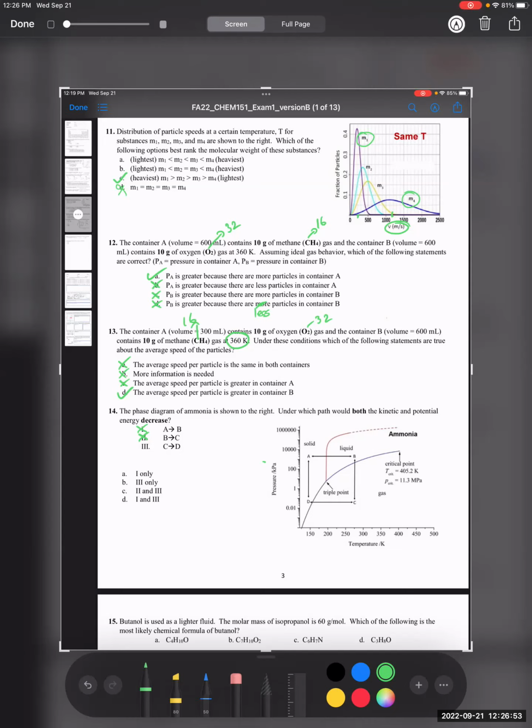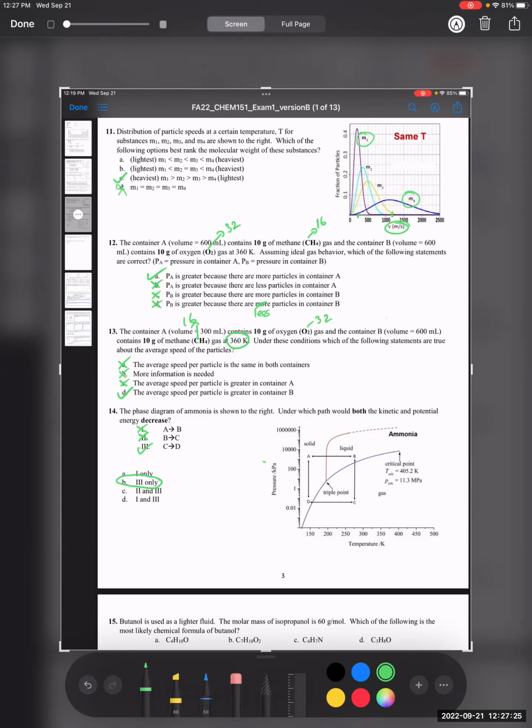Let's say 3. We're going from C to D. Again, we are decreasing the temperature. The kinetic energy decreases, and also we are going from gas to solid. Now, the potential energy is going from a higher value to a lower value. Therefore, it is decreasing. Because in gases, we have weaker attractive interactions, higher potential energy. In solid, we have strong attractive interactions, therefore lower potential energy. Therefore, option 3 is absolutely correct. Therefore, the correct answer must be option B.